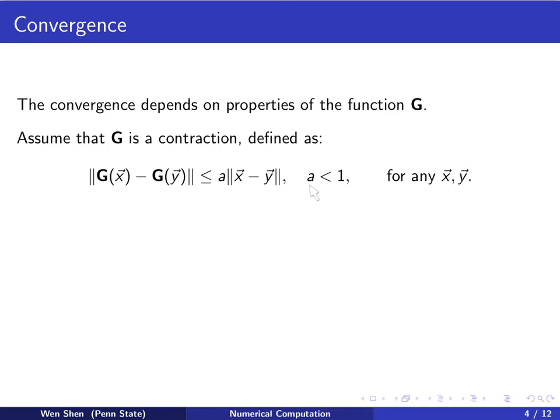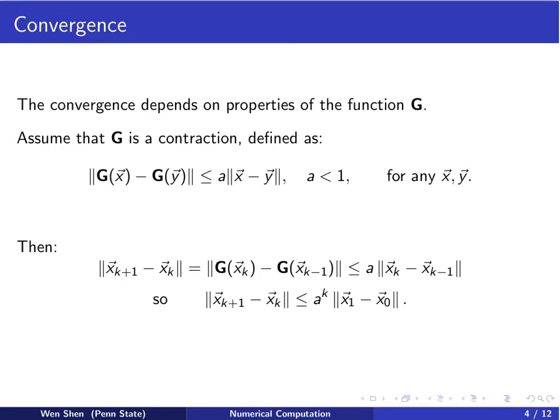And this number a is positive and shall be strictly less than 1, and this relation should hold for any vectors x and y. So this basically says, taking two points x and y with some distance between them, and then you apply g onto them to obtain two new vectors, and they would actually be closer to each other than the original vectors.